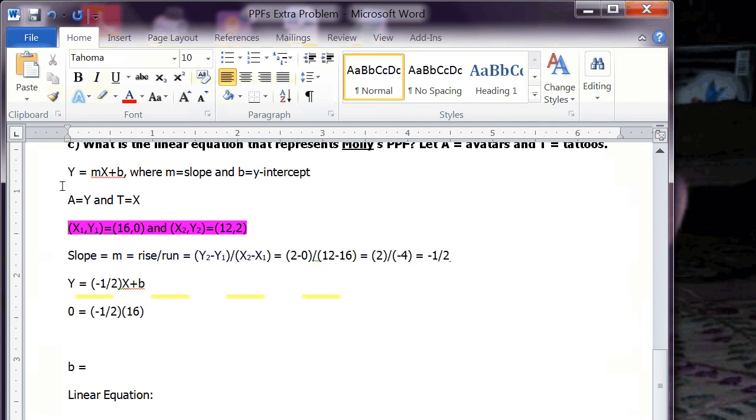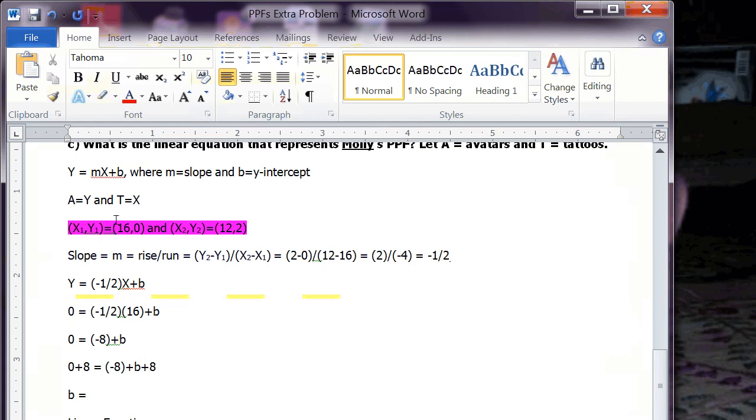And then we're going to say plus b, which is what we're going to solve for. So 0 equals negative 1/2 times 16, which is negative 8, plus our b. And we're going to add 8 to both sides to get rid of that negative 8. So we're going to say 0 plus 8 is equal to negative 8 plus b plus 8.